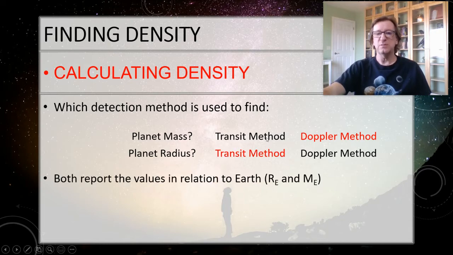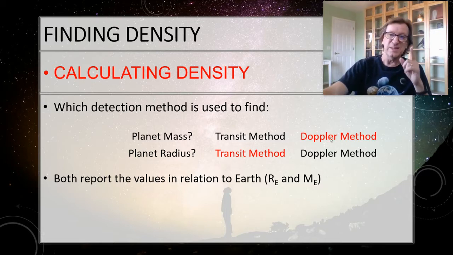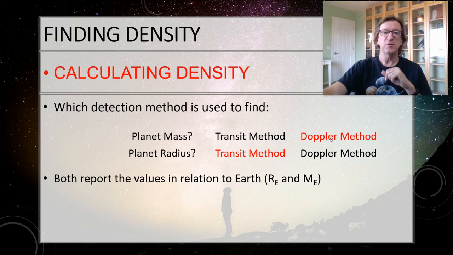So both of our tools give us values in relation to Earth. So the Doppler method is going to give us Earth masses. The transit method is going to give us Earth radii. But that's not what I need for density, remember? I need the mass not in Earth masses, but I need it in grams. However, we did this last lesson. We converted from Earth masses to grams. So you already know how to get this in the form.